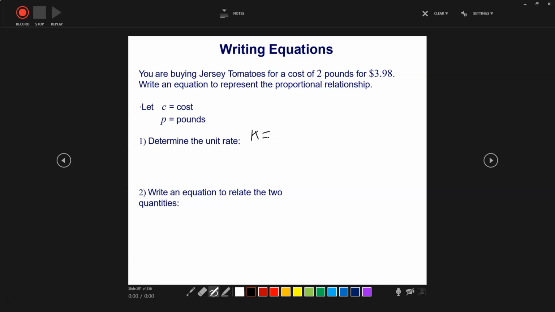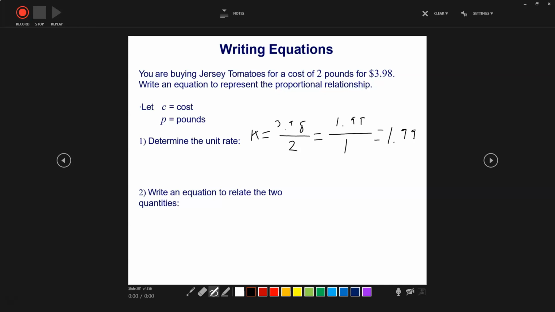All right, so K is going to be 3.98 over 2. And that equals, you can do mental math or use a calculator, 1.99 over 1. So K equals 1.99. Okay, so we found our unit rate.